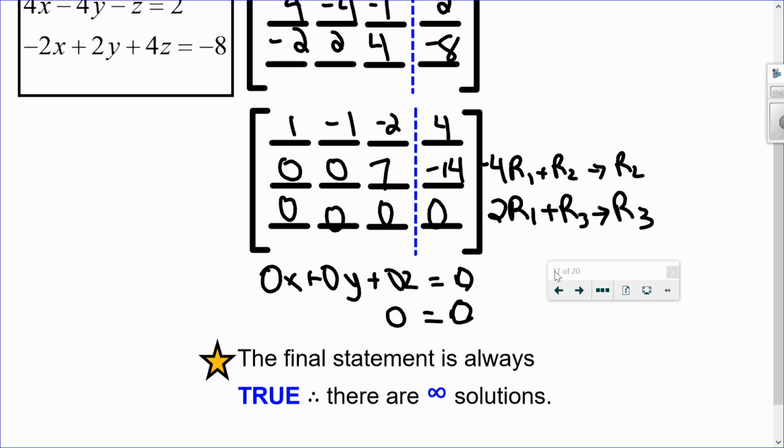Okay, so that's the end of the video. I've given you 4 different examples, 2 where we had a point of intersection, 1 where we didn't, and 1 where we had infinite solutions. So hopefully this video helped.